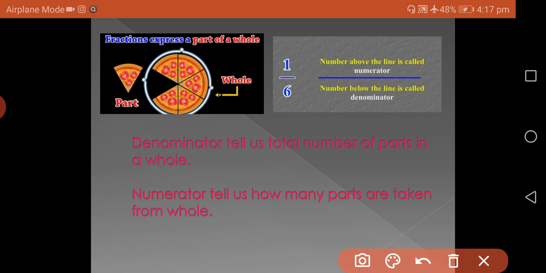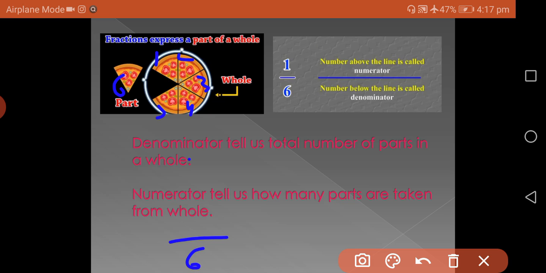Denominator tells us the total number of parts in a whole, that is, how many parts are there in a whole. Now you can see how many parts are there in a whole. 1, 2, 3, 4, 5, 6. So there are 6 parts in a whole, right? So how will you represent it? Denominator is written below the line. This is the line and we'll write denominator here. So there were 6 parts, we have written 6 here.